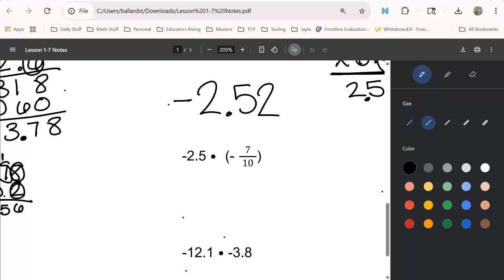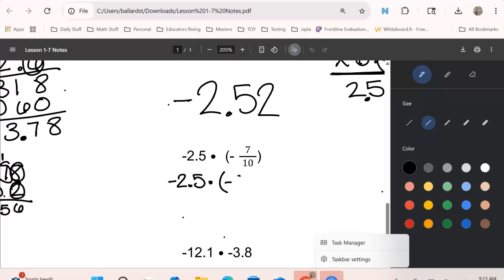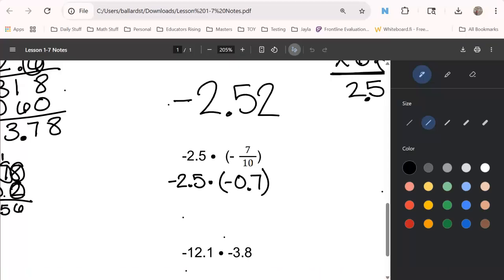So you can do 7 divided by 10 on your calculator, and you'd get this. Negative 2.5 times negative 0.7. And then when you have that, when you have 2 decimals, then we know how to multiply by hand. So we're going to do 2.5 over here times 0.7. And we're going to multiply everything by 7 first.